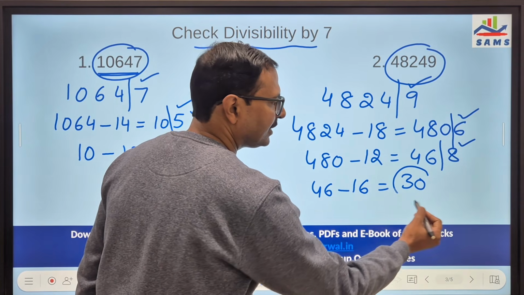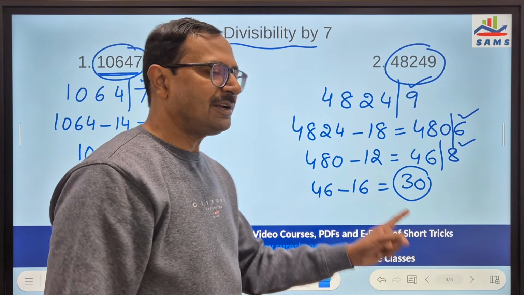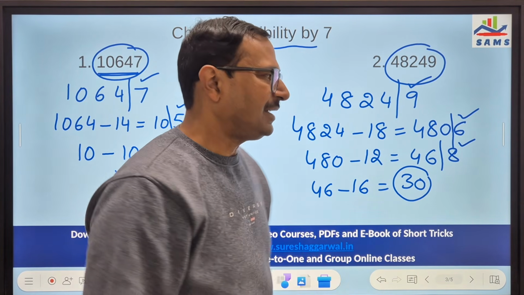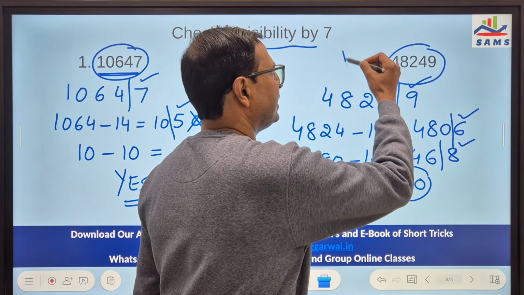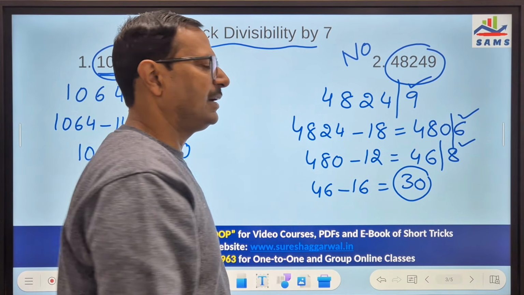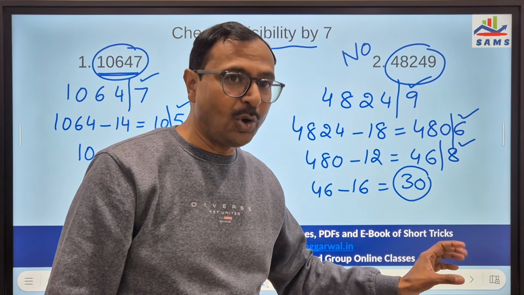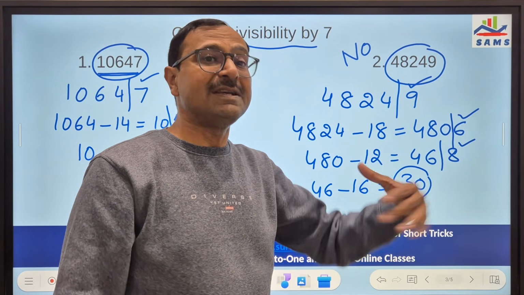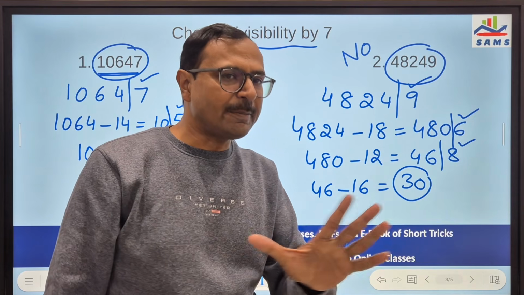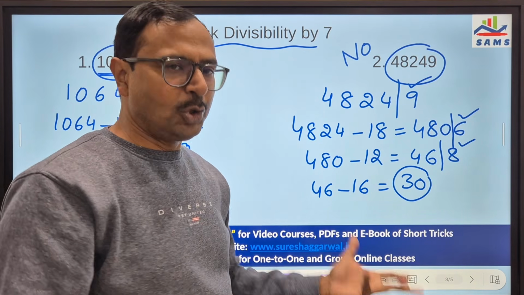And I know that 30 does not exist in the table of 7, and therefore the entire number is not divisible by 7. So you should get a multiple of 7 or 0 to make sure that the number is divisible. But here 30 is not a multiple of 7, so no.